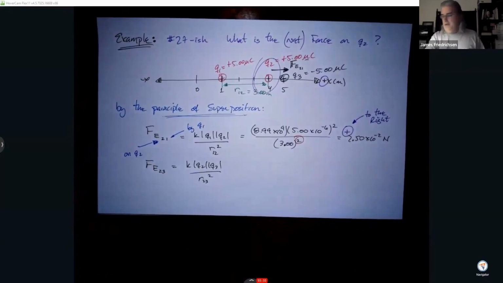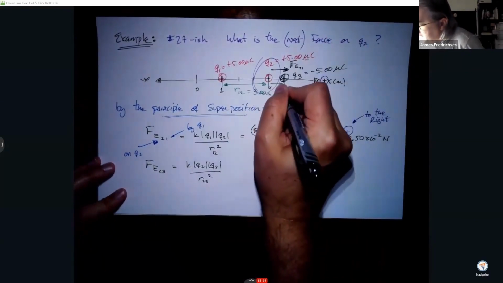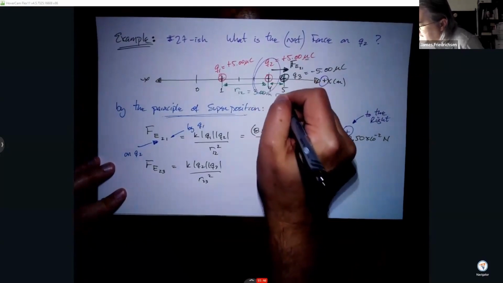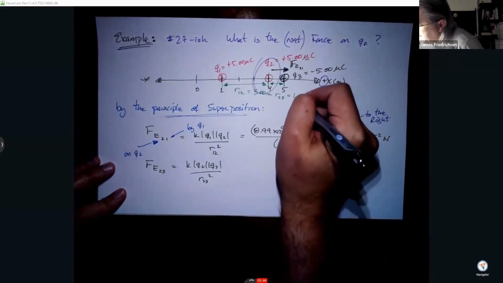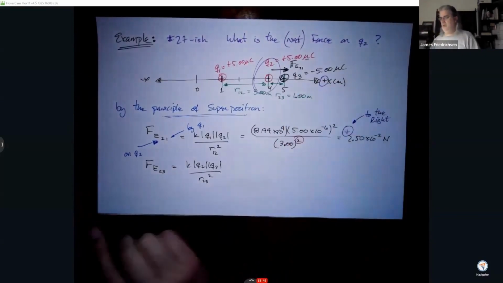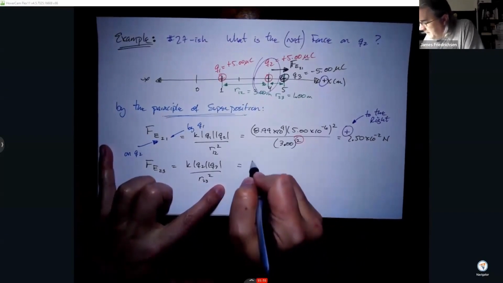And so from our diagram, we see that the distance between charges 2 and 3 is just going to be this, 1 meter. Okay, because this was at 5 and this was at 4. So the difference is just 1. And if we put in our values, then we're going to get the same kind of thing.